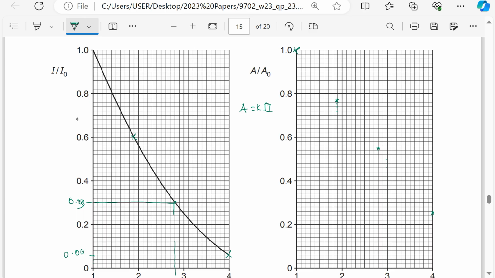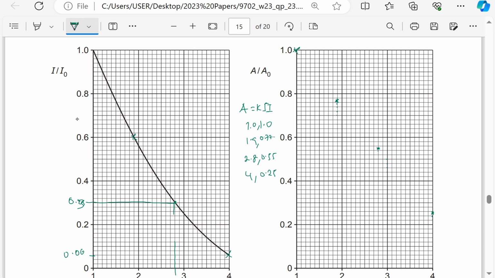Okay, so I'm plotting the points. I'm plotting 1.0 against 1.0. Then I've plotted 1.9 against 0.77. Then I've checked 2.8 against 0.55 or 0.54. Then I've plotted 4 against 0.25, which is approximately 0.24.